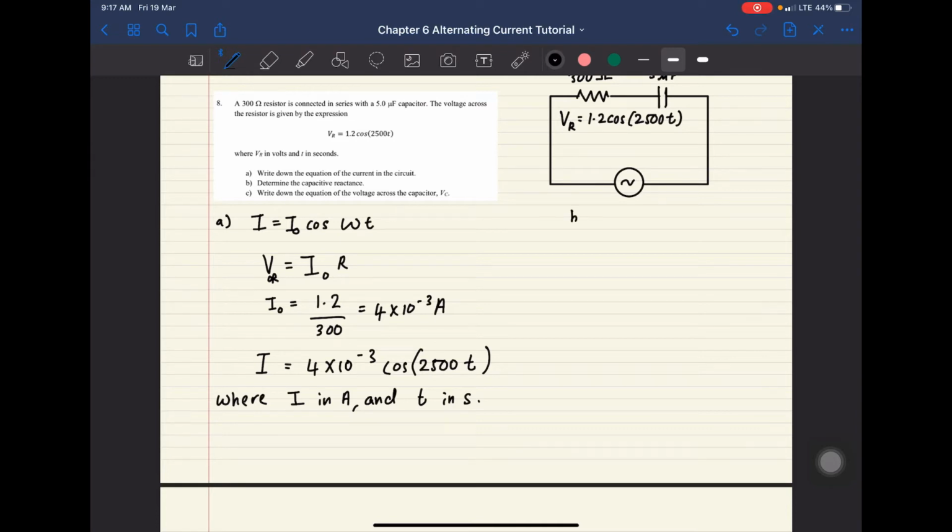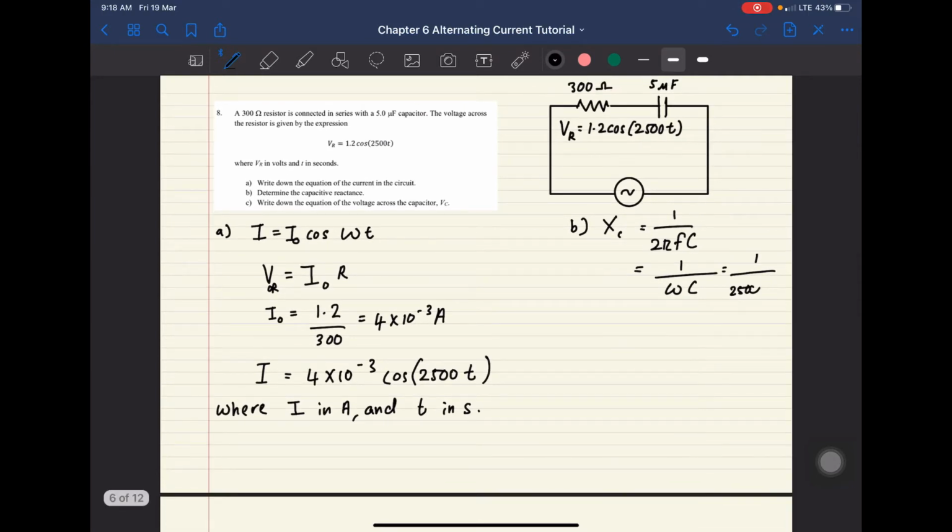For part B, they want to determine the capacitive reactance. So XC equals 1 over 2 pi fC. By now you should have familiarized yourself with the term reactance. That one represents X, while for impedance it is Z. So this will be 1 over 2 pi f, and 2 pi f is basically just omega. You can calculate f if you want to, but it would be a waste of time. So I just write that as 1 over omega C. Omega is 2500.